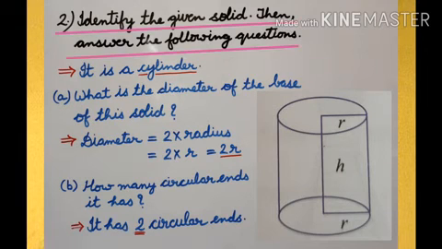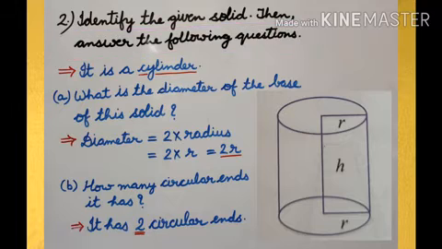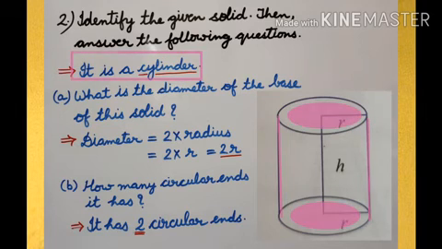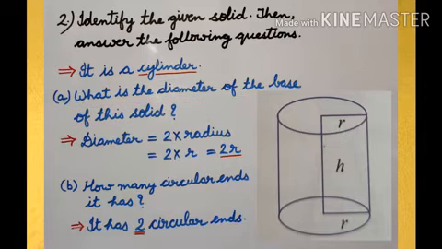Question 2 is, identify the given solid. Then answer the following questions. It is a cylinder as it has 2 circular bases and 1 curved face. Its A part is, what is the diameter of the base of this solid? It is a cylinder which has 2 circular bases. We studied that in circle, diameter is twice of radius. Here, radius is r, so diameter will be twice of r, 2r.